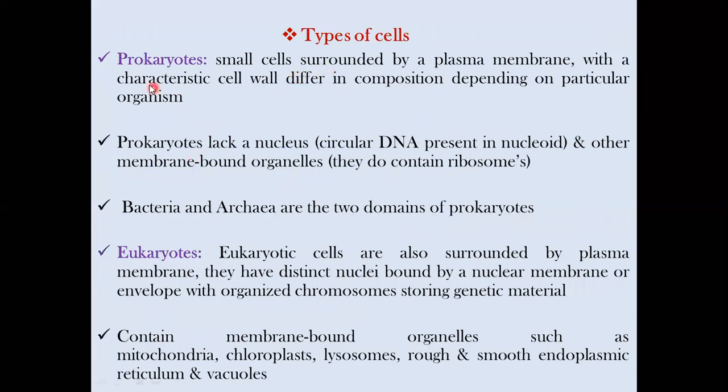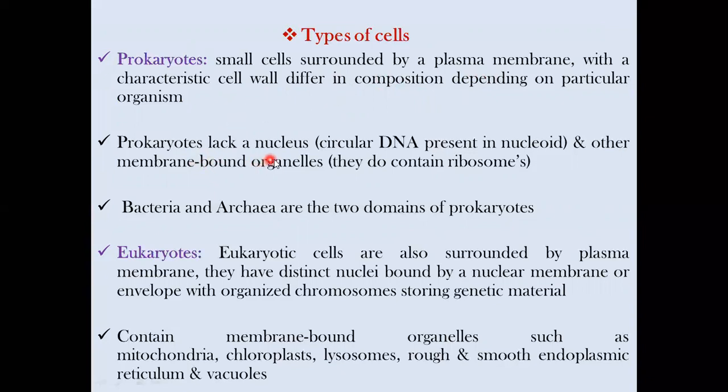Now, types of cells. Generally, there are two types of cells. One is prokaryotes and another is eukaryotes. Prokaryotes are small cells surrounded by a plasma membrane with a characteristic cell wall, differing in composition depending on the particular organism. So it is a smaller cell surrounded by a plasma membrane, and it has a characteristic cell wall, whose composition changes depending on the particular organism.